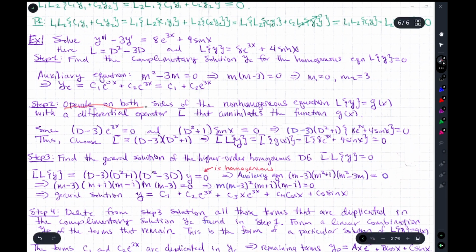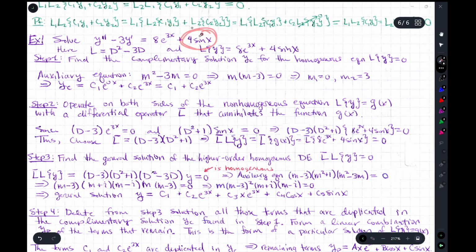Step 2, operate on both sides of the non-homogeneous equation that we started with a differential operator, L bar, I call it here L bar, that annihilates the function g of x. Okay? So we need this L bar that would annihilate g of x. All right, here we have e to the 3x over here. The coefficient is not so important when you're annihilating. And so we have that (D minus 3) e to the 3x is equal to 0. So that annihilates this term.